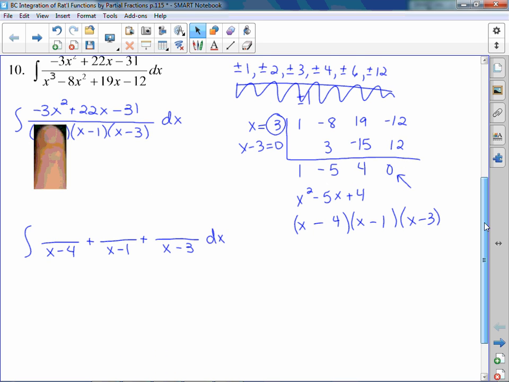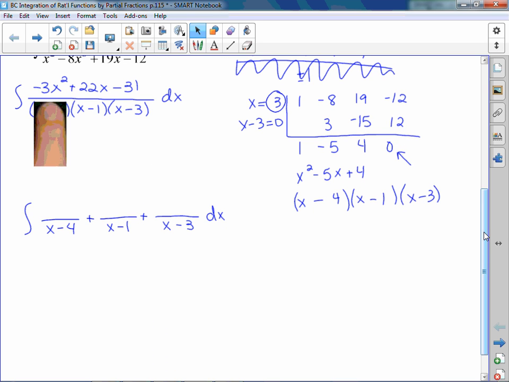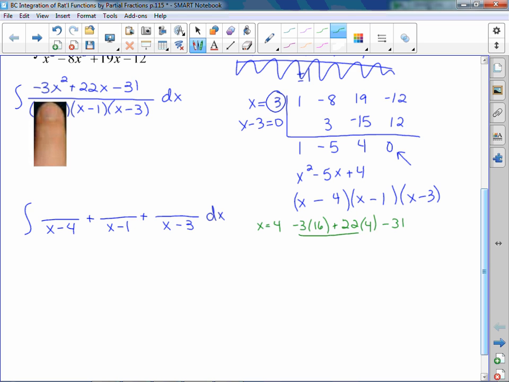Okay, at any rate, let's plug in a positive 4. If we plug in a positive 4, we get x equals positive 4, negative 3 times 16 plus 22 times 4 minus 31 over, that's going to be 4 minus 1 is 3, times 4 minus 3 is 1. And then you type it all into the calculator, you should get negative 4.